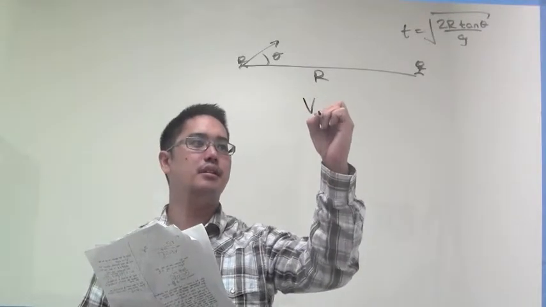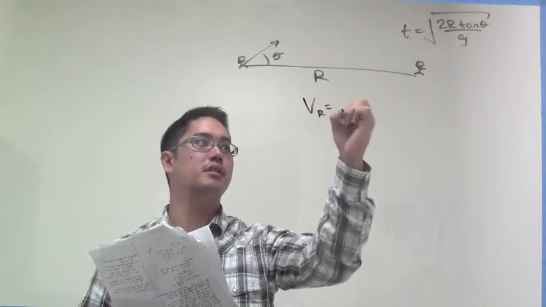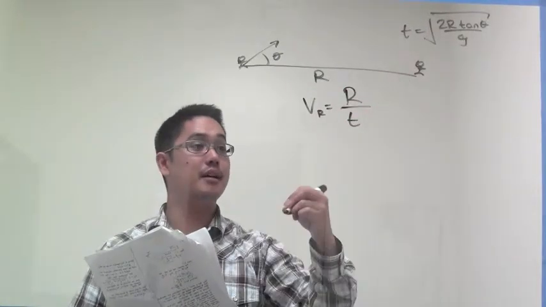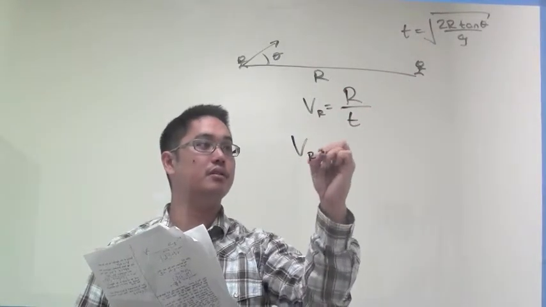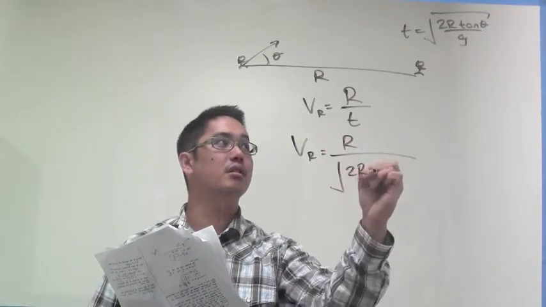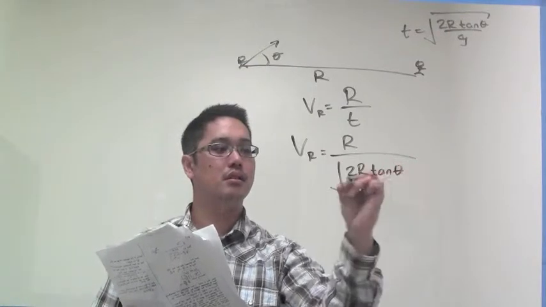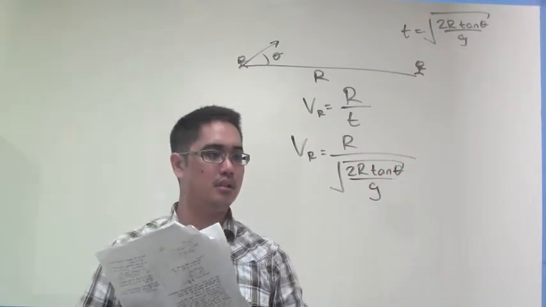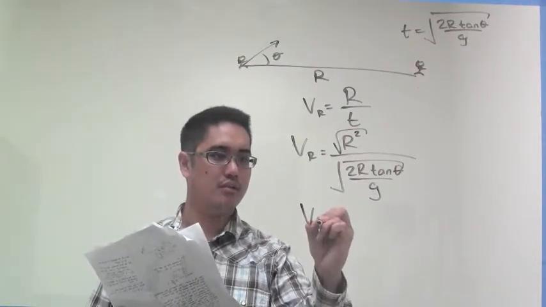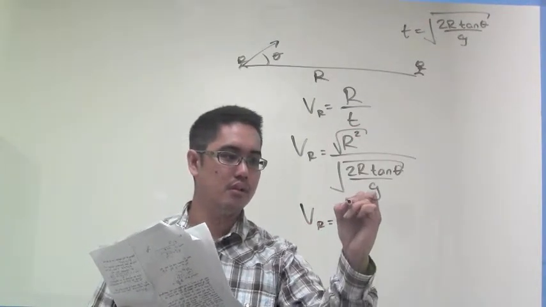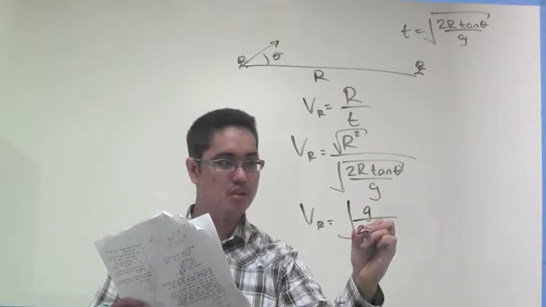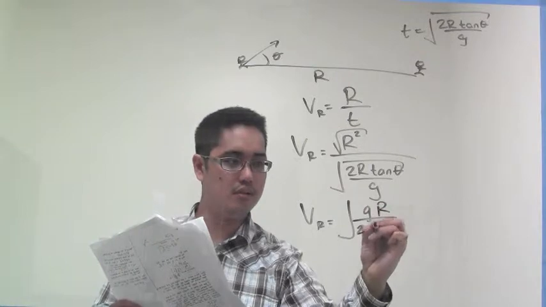So the velocity that the runner needs to go, the velocity of the runner, is equal to the distance that he has to travel divided by the time. That's the time. So the velocity of the runner is equal to r over the square root of 2r tan theta over g. So let's pull the same trick. So we have Vr is equal to the square root of gr over 2 tan theta.